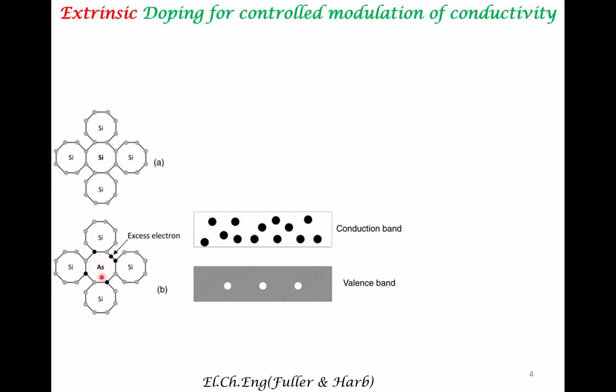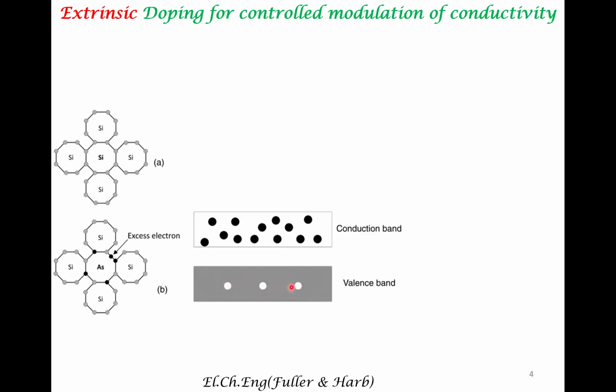let's say the dopant that is being considered is arsenic. Arsenic, because it is on the right side of silicon, has one extra electron. This is called an excess electron, which can easily be removed from arsenic and goes into the conduction band. So here, a few pieces of information are schematically presented.